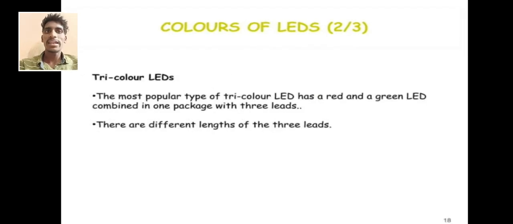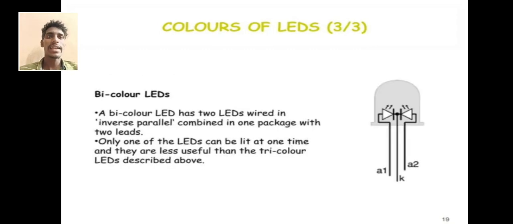Then there are tricolor LEDs, which consist of multiple colors. The most popular type of tricolor LED is a red and green LED combination in one package with three leads. There are different lengths of the three leads. You can also see bicolor LEDs. A bicolor LED has two LEDs wired in inverse parallel and combined in one package with two leads. Only one of the leads can be lit at one time, and they are less useful than the tricolor LEDs.